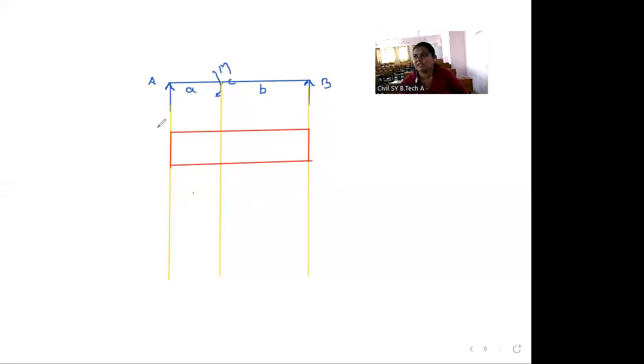So this is our baseline. Here the value is minus M by L, and here also minus M by L. The whole diagram is in negative. So this is the shear force diagram. This is point A and this is point B.